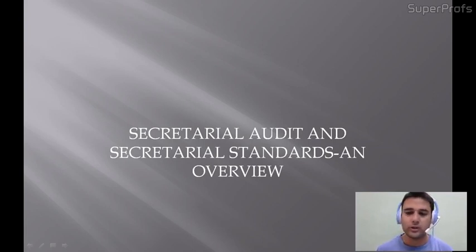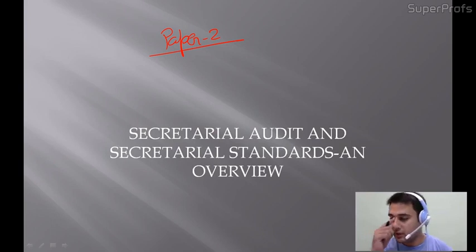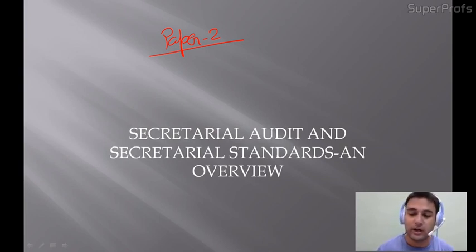Just to start with, needless to mention, this is your paper number 2, or paper 2, whatever you may call it. This is divided into 2 parts. The subject name is Secretarial Audit, Compliance Management and Due Diligence. It is divided into Section A or Part A, and Section B or Part B.